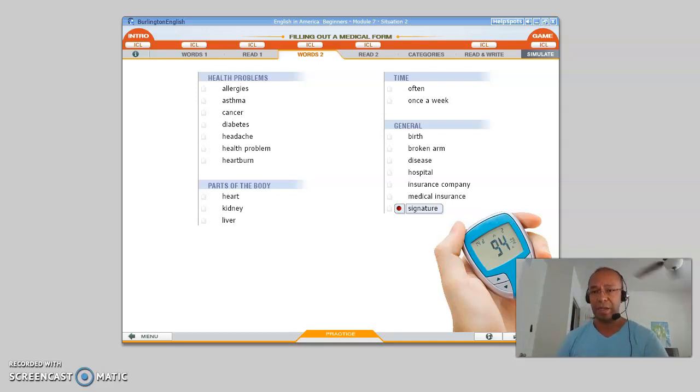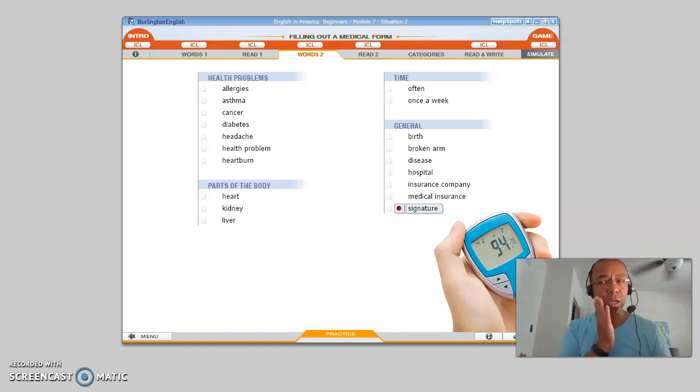Diabetes. Diabetes is another disease. Headache. When your head hurts, you're in pain, you get a headache. Ache could be related to pain. The word ache.